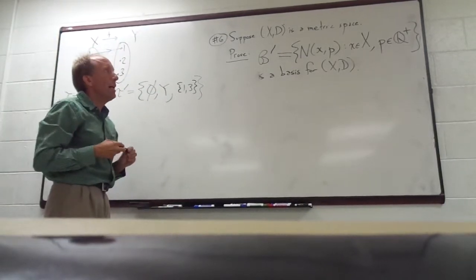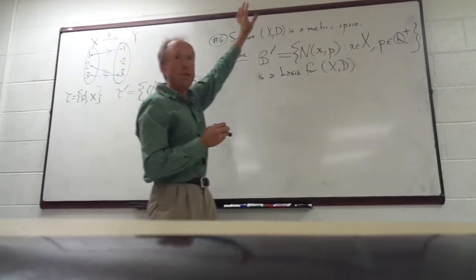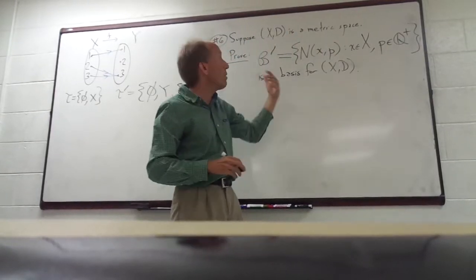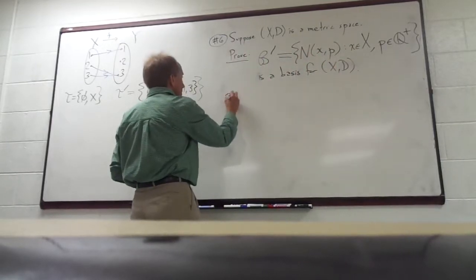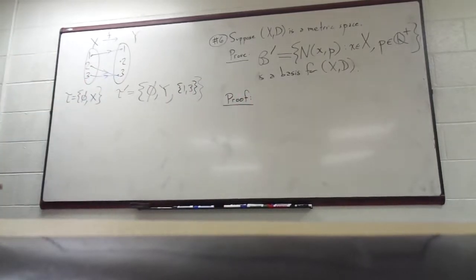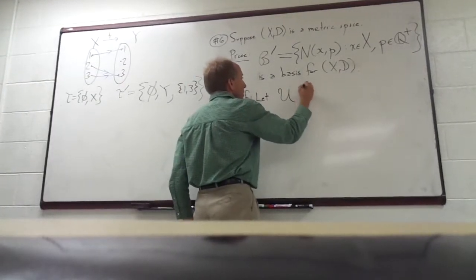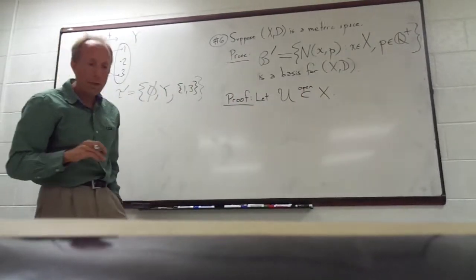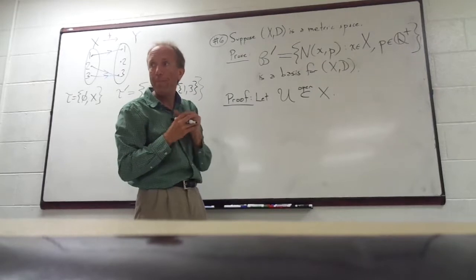What that means is I have to take an arbitrary open set in the metric space, and I have to convince you that you can write it as a union of these guys. I know we haven't worked much yet with basis. The homework for Wednesday is going to be all about basis. So I'm going to let U be open in X. We need to show that U is a union of things from B prime.